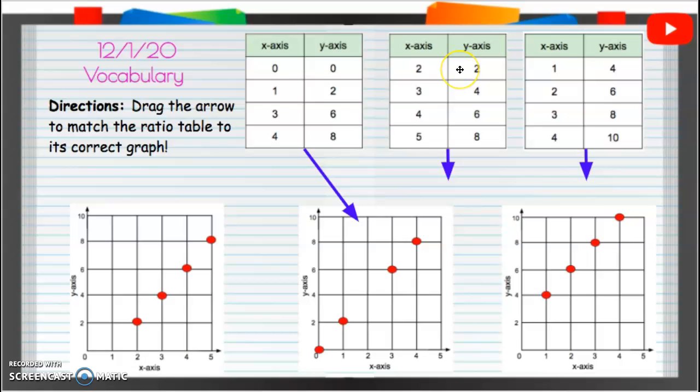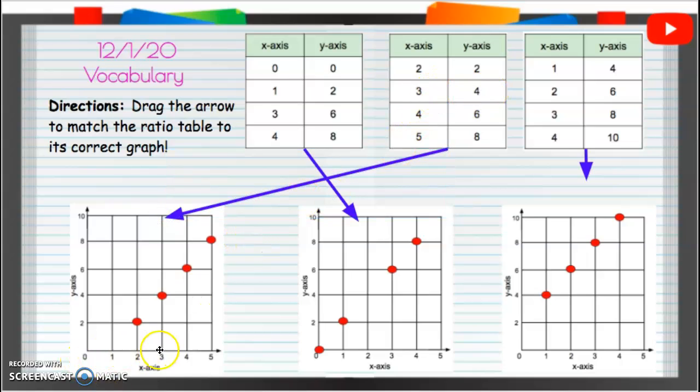X-axis 2, y-axis 2. So we have a point at 2 and 2. Let's take a look. Do we have a point at 2 and 2? Nope, not here. What about this one? 2 and 2? Yes, we do. All right, so let's double check though.